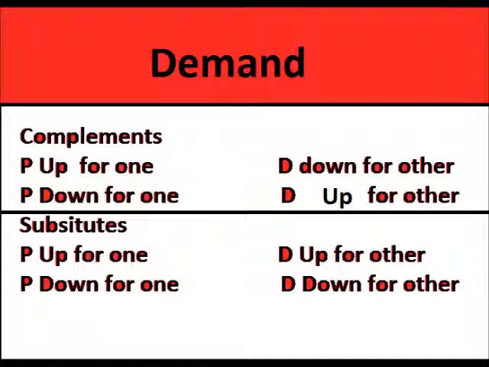You'll notice that there are complementary goods and substitute goods. For the complements, if the price goes up for one, the demand for the other good goes down. And if the price goes down for one, the demand goes up for the other, meaning they work inversely with each other. On the other hand, substitutes work together, whereas the price goes up for one, the demand for the other goes up. And as the price goes down for one, the demand will go down as well.